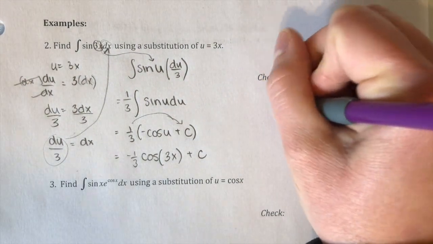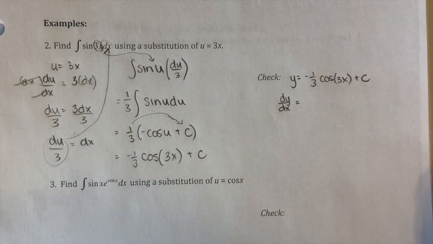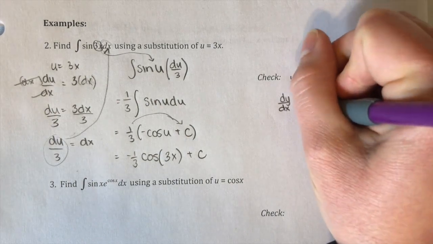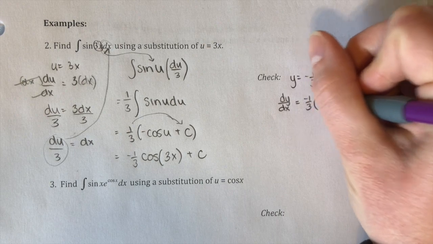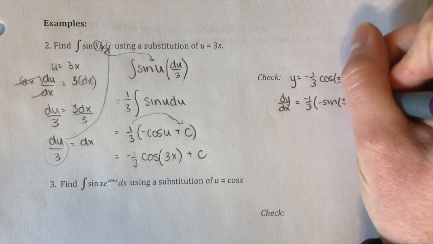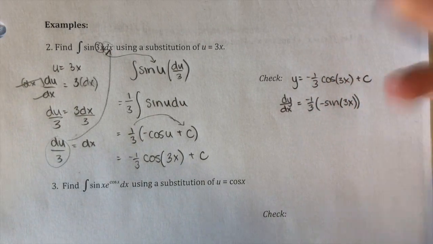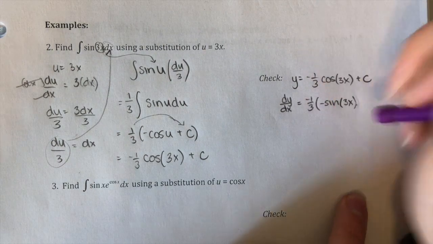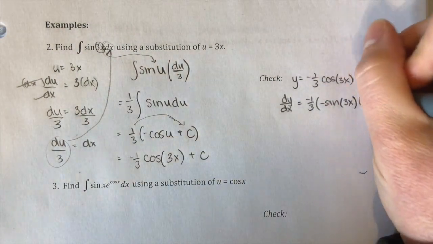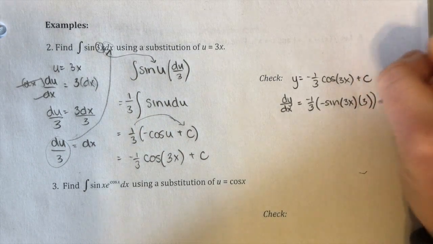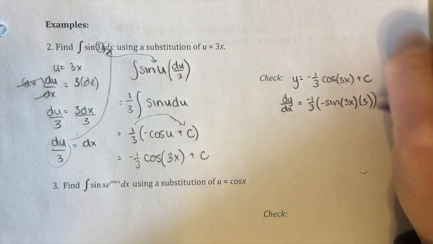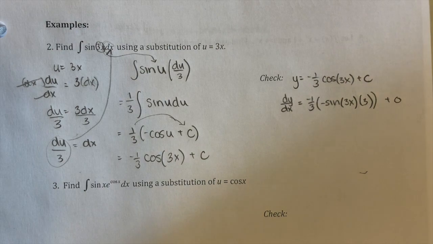If I do the derivative of that, then the negative 1/3 stays out in front. The derivative of cos is negative sine of whatever's in there, times the derivative of 3x. So in that case, it's going to be 3. And then the derivative of c is just a 0. So that's why it doesn't really matter what that c is.